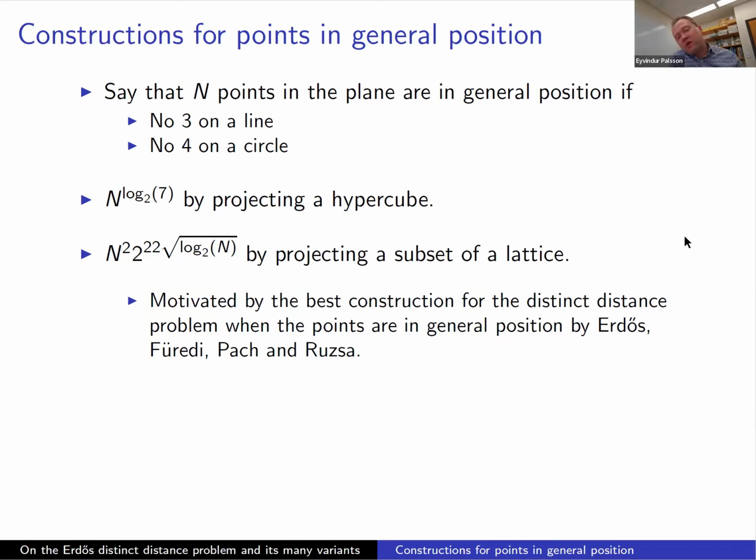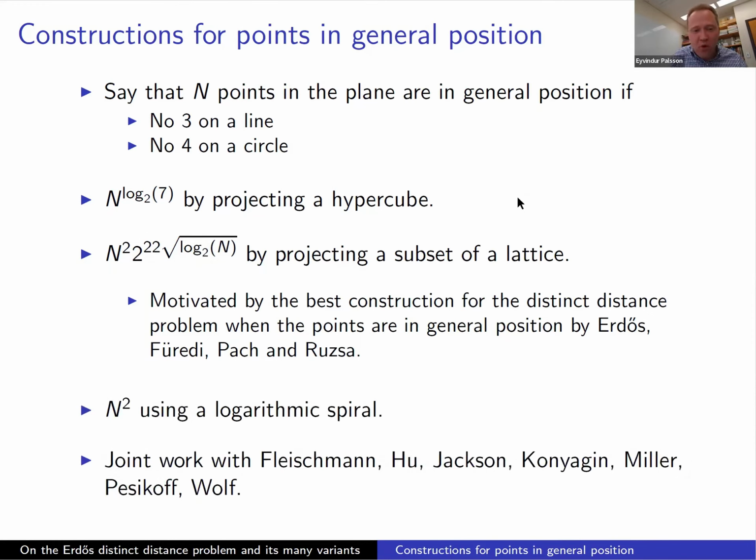But then what I wanted to show is that for angles, you can do even better. Okay, so this n squared times something, which is a little bit above n squared. So we can push all the way down to n squared using a logarithmic spiral. And this I thought was quite neat and was something new. I'd not seen constructions on the logarithmic spiral before. And maybe this can be useful in other problems that are related to these various Erdős type questions.